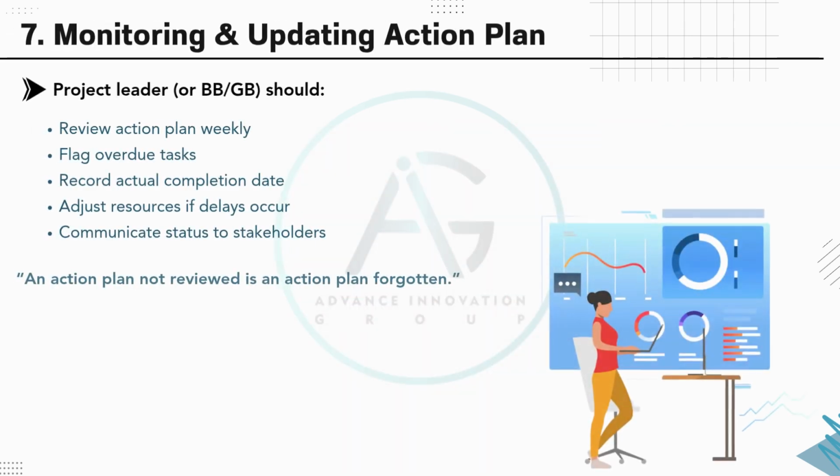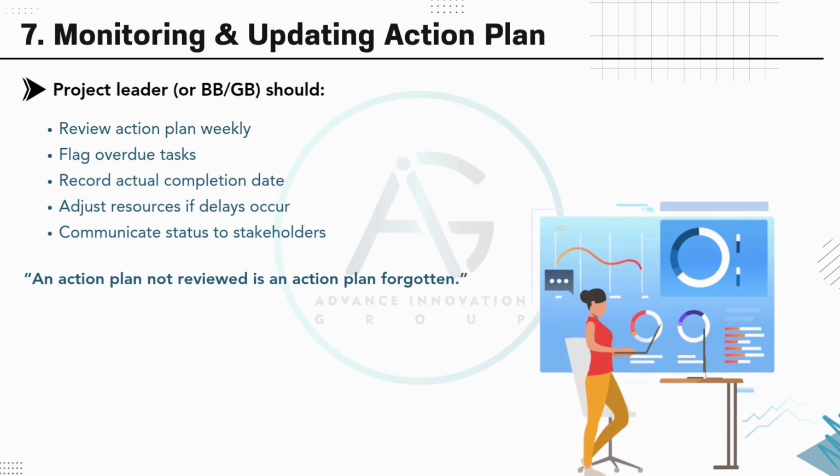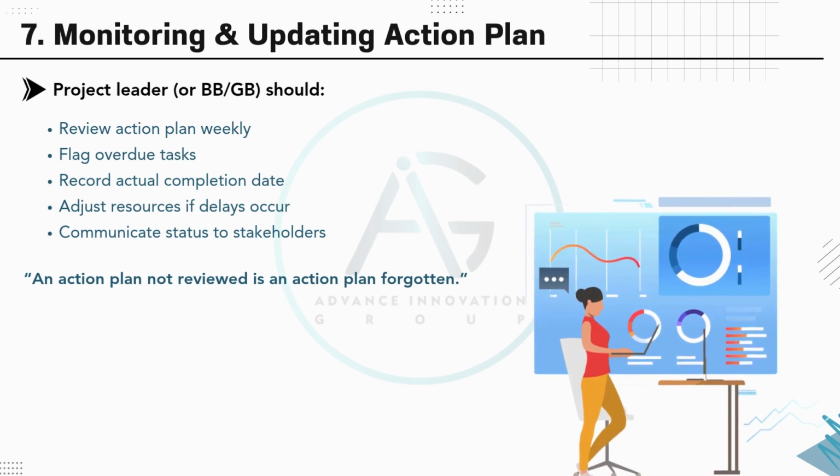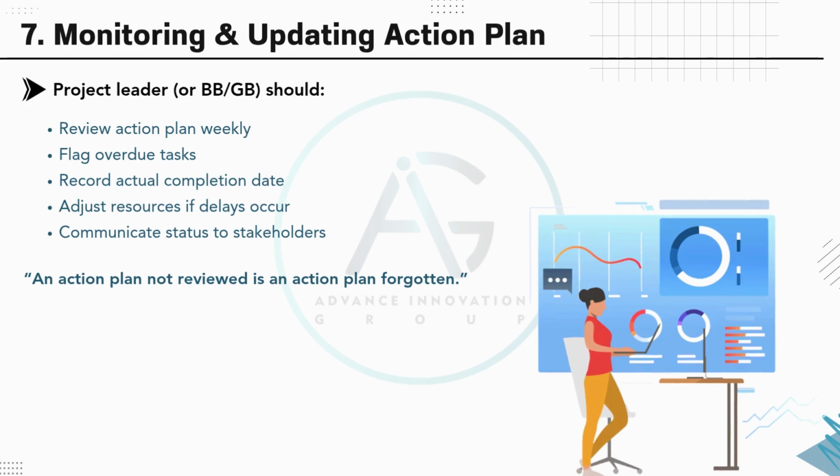The action plan isn't set and forget. The project leader, or black-green belt, should review it weekly, flag overdue tasks, log actual completion dates, and shift resources if needed. Just as important, keep stakeholders informed. Remember, an action plan not reviewed is an action plan forgotten.